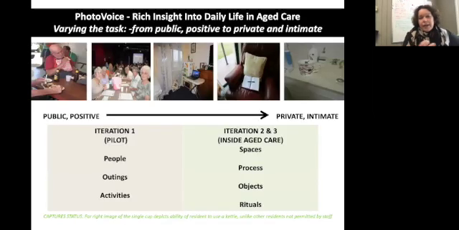So you can see that by varying the task instructions, we can get different photographs and narratives that are more intimate. Whilst this looks like just a photograph of a mug on a vanity in a bathroom, the resident explained that it was a signifier of independence for her, because not all residents were allowed to have kettles in their room because of safety and risk concerns, but she was, and so that's why she took that photograph.